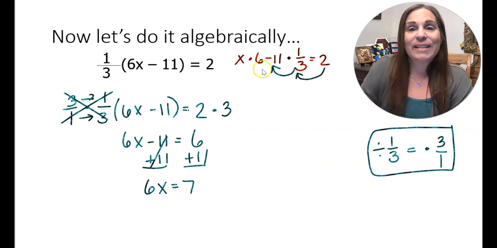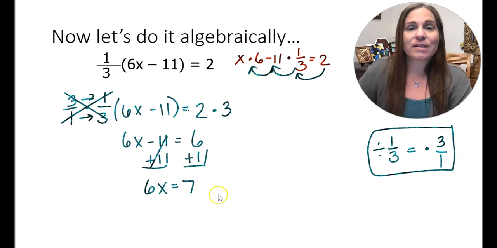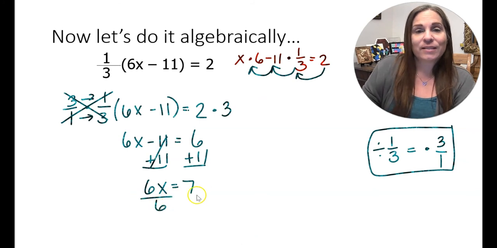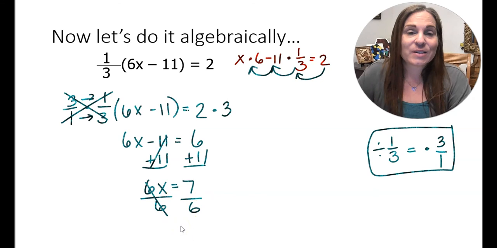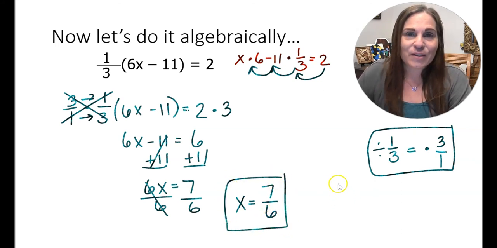Okay, and then I go back another step. I have to undo multiplying by 6. So I divide by 6. 6 divided by 6 is 1, so I get x equals 7 over 6. All right, and again, you can convert that to mixed number or decimal.